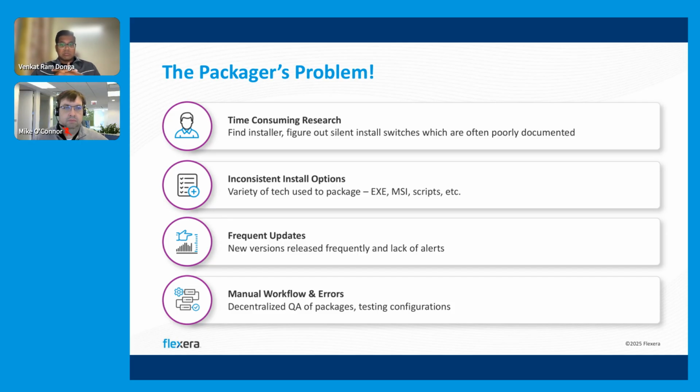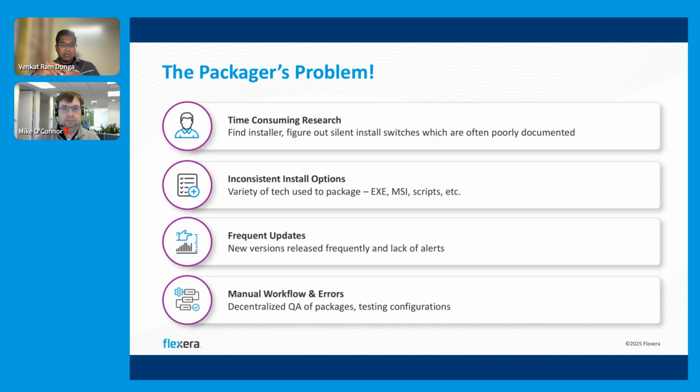Obviously, customers have a variety of application types, which could be EXEs, MSIs, or script-based installers, or could be anything else. And the command line switches often vary from technology to technology, based on what technology is used to build these packages. And the next one is how do you keep up with more frequent updates? At a given frequency, applications will see some updates, and with a lack of an alert mechanism, a lack of a way to understand what new versions have been released, it will be tedious for packagers to stay on top of the updates.